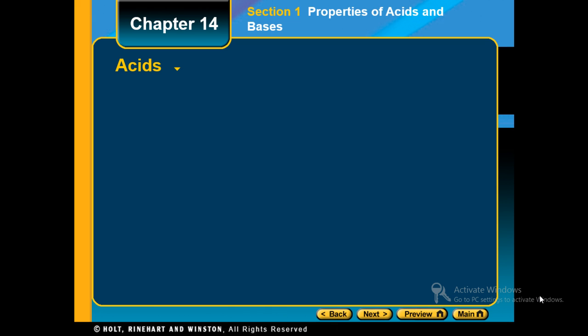We are beginning the first video for the e-learning in chemistry with chapter 14, section 1, the properties of acids and bases. In this video we're going to talk about the properties of acids and bases, how to name the acids, and the industrial application of the acids. In the other video we will continue the rest of this section.